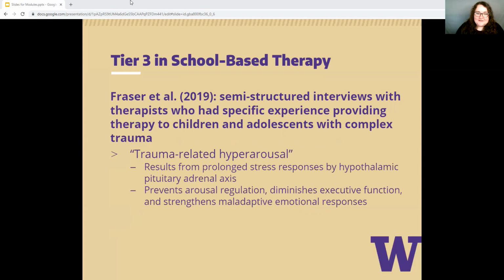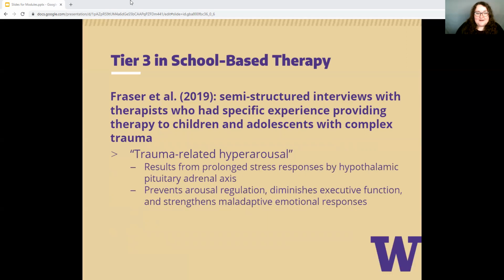Fraser and colleagues in 2019 published a qualitative study where they conducted semi-structured interviews with therapists who had specific experience providing therapy to children and adolescents with complex trauma. When asked to describe the challenges they saw in their clients, many of them noted trauma-related hyperarousal, which results from prolonged stress responses by the hypothalamic pituitary adrenal axis, as we discussed in Module 2. And this often prevents children from self-regulating, diminishes their executive function abilities, and strengthens maladaptive emotional responses.